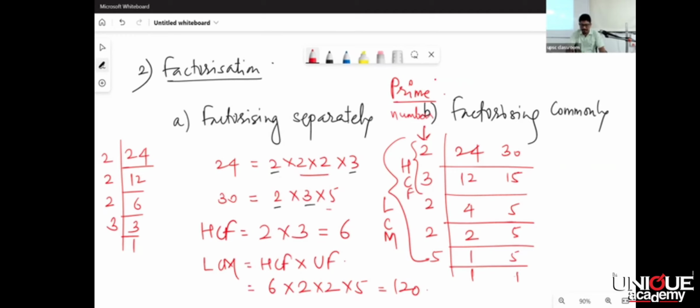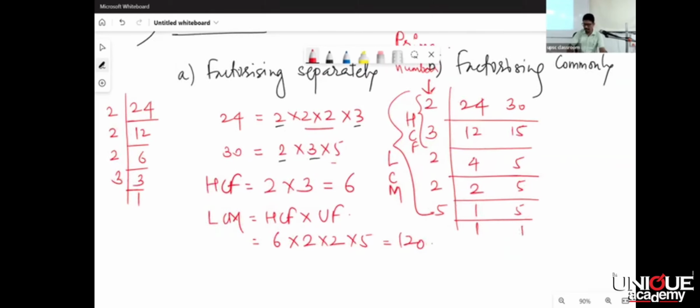So the numbers by which we are dividing must be prime numbers, compulsory. Okay, finished. Now, the third method.